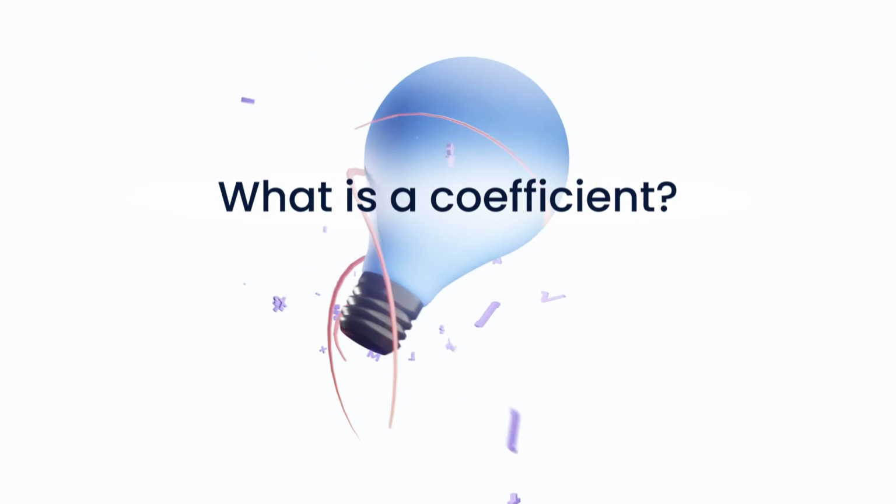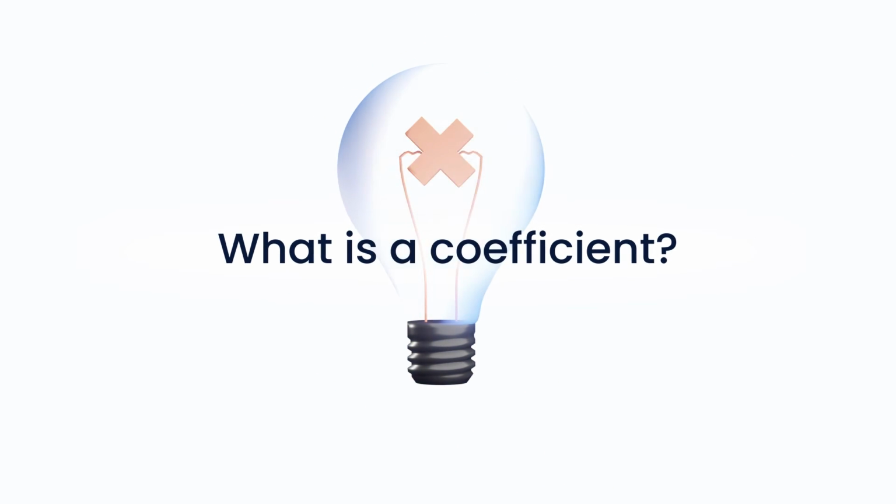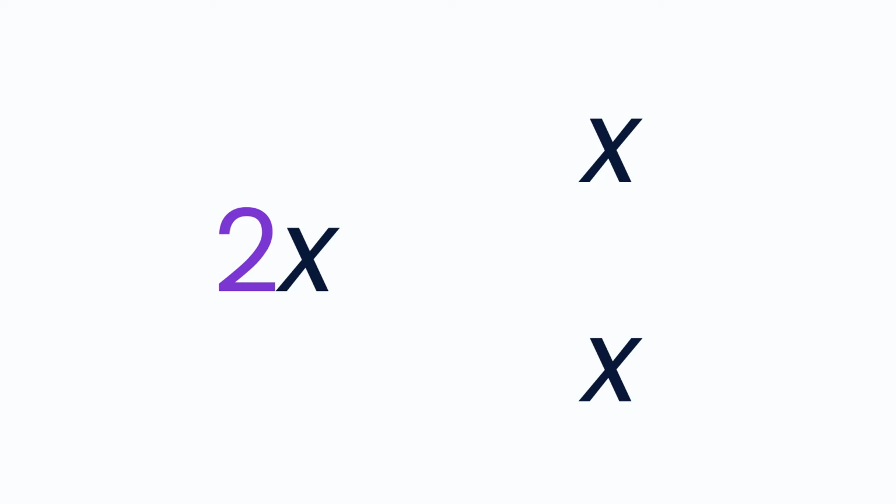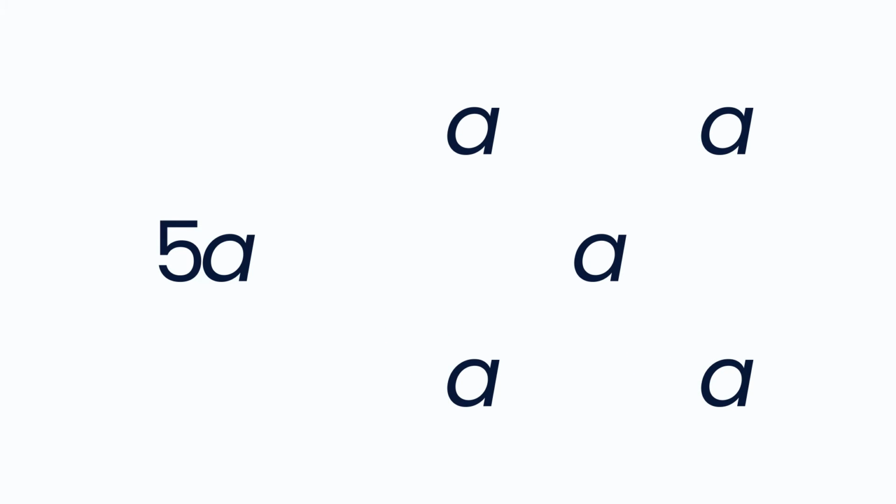What is a coefficient? The coefficient is the number in front of a variable, or a product of variables. It tells you how many there are of the given variable or variables. For example, 5 is the coefficient of 5a, which means that we have 5 a's. Let's take a closer look at what 5a is.